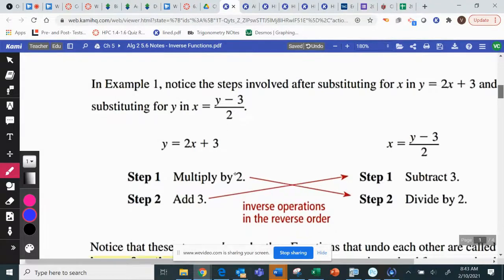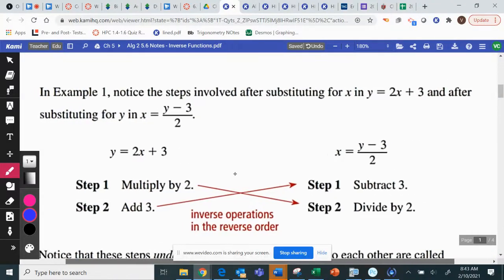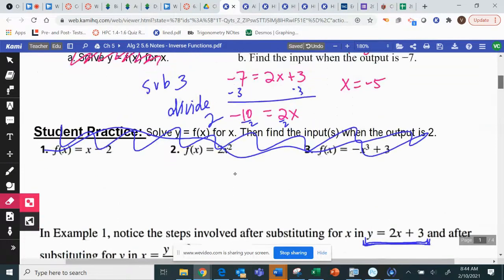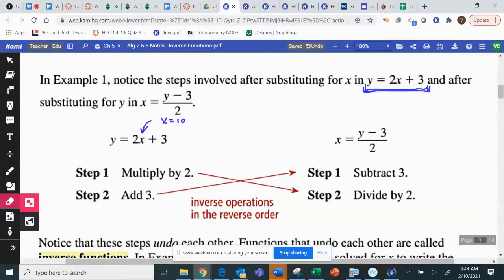Okay, so the original question in that example that we were just looking at was y equals 2x plus 3. If I plugged something in for x here, let's say I plugged in 10 for x, I would first multiply by 2, and then I would add 3. But since I plugged something in the other side of the equation, what did we plug in? I already forgot. -7. We plugged it in the other side of the equation. We subtracted 3, and then we divided by 2.